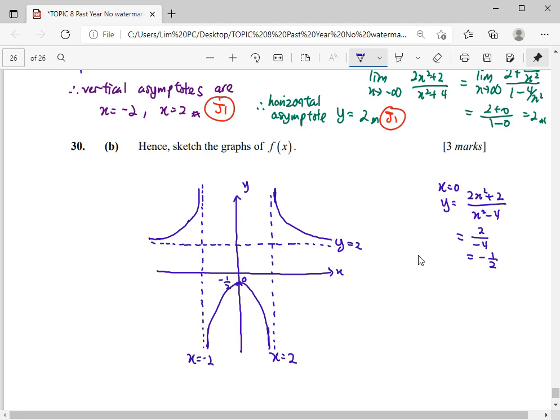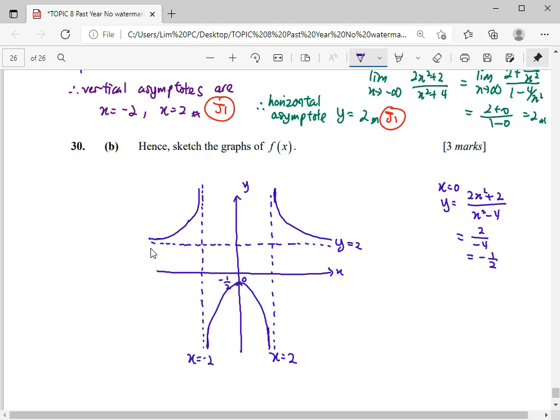So this is an asymptote. What do I mean by asymptote? The graph will go close to it, but does not intersect with it. So you'll go parallel with it. So you go near to it and parallel to it. So this is our graph.